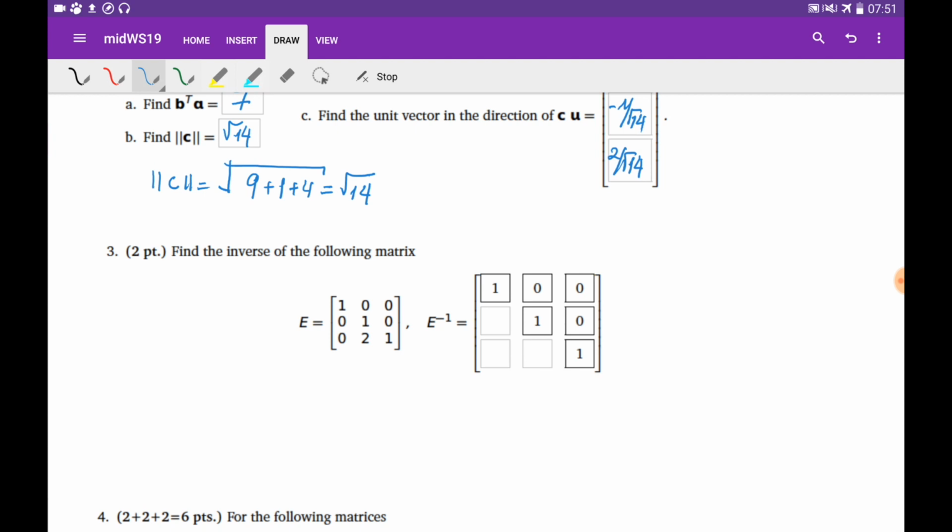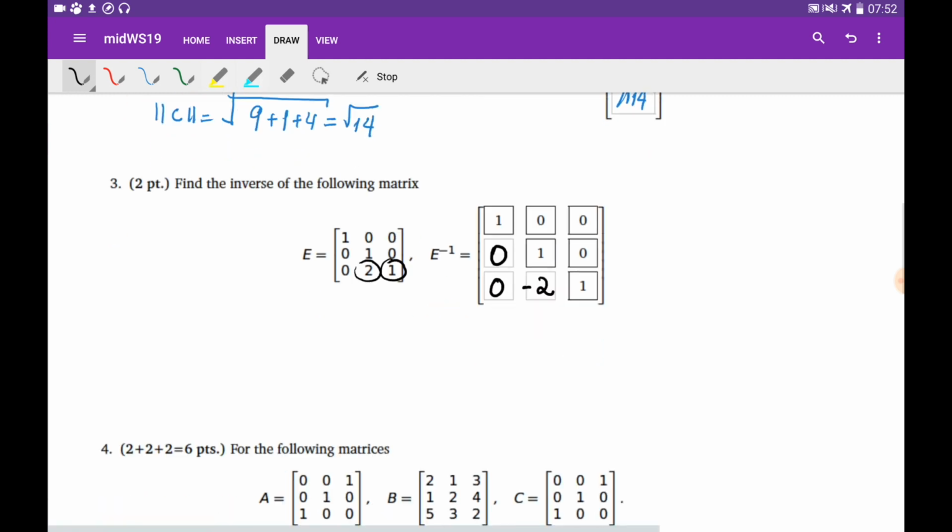In question number 3, we need to find the inverse of the following matrix. I see that this is an elimination matrix. What it does is it multiplies the second row by 2 and adds this to the third row. The inverse of this operation would be to multiply the second row by minus 2 and add it to the third row. Basically, subtract 2 times row 2 from the third row. That is why the inverse is going to be like this.